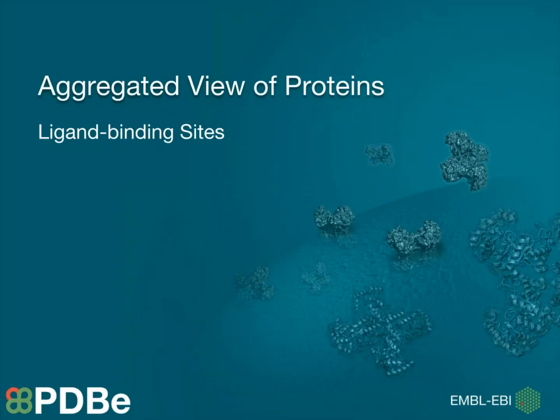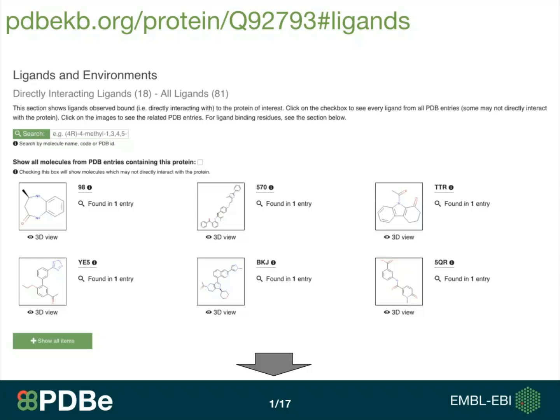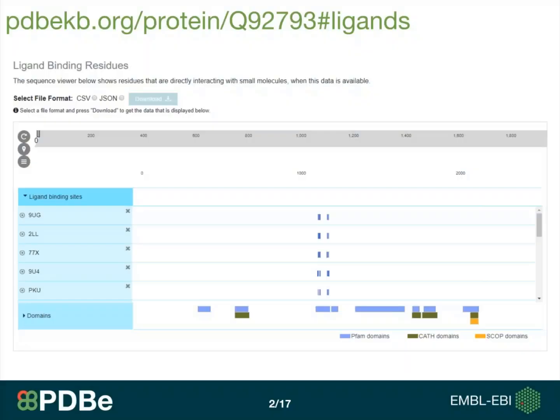On the protein-centric pages, we have a section dedicated to ligand binding sites and ligands that are observed to be interacting with the protein of interest. This section is made of two main parts. At the top, we have a gallery, and underneath that, again, we have a ProtVista sequence feature viewer.